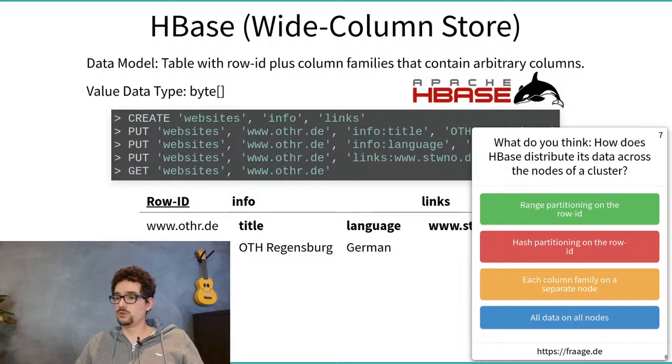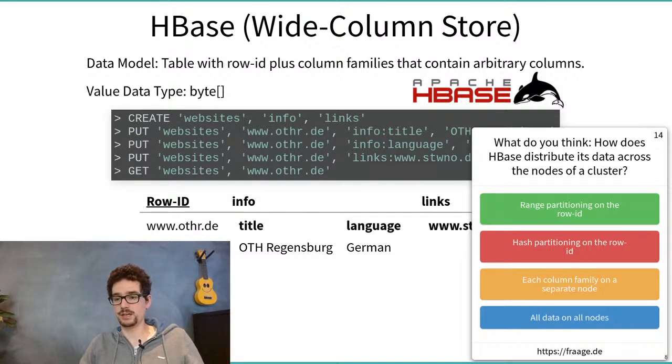Big table in two senses. Many rows and wide columns. So it is no problem that a row has a million columns. In a relational database, you would never have a table with a million columns.